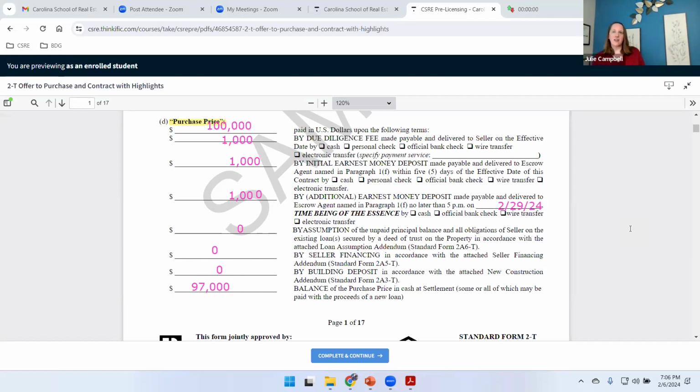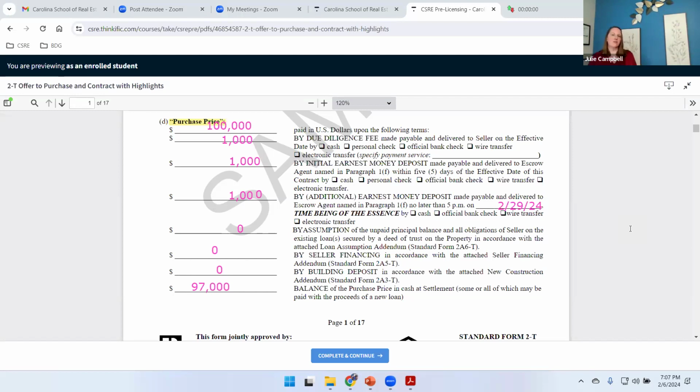They get it on the effective date, a check made out to them. I tell my sellers, get it in the bank. I need to make sure that thing doesn't bounce. We'll look at what happens if it does. If the buyer terminates during due diligence, the seller's going to keep the due diligence fee. That's what the buyer paid for.